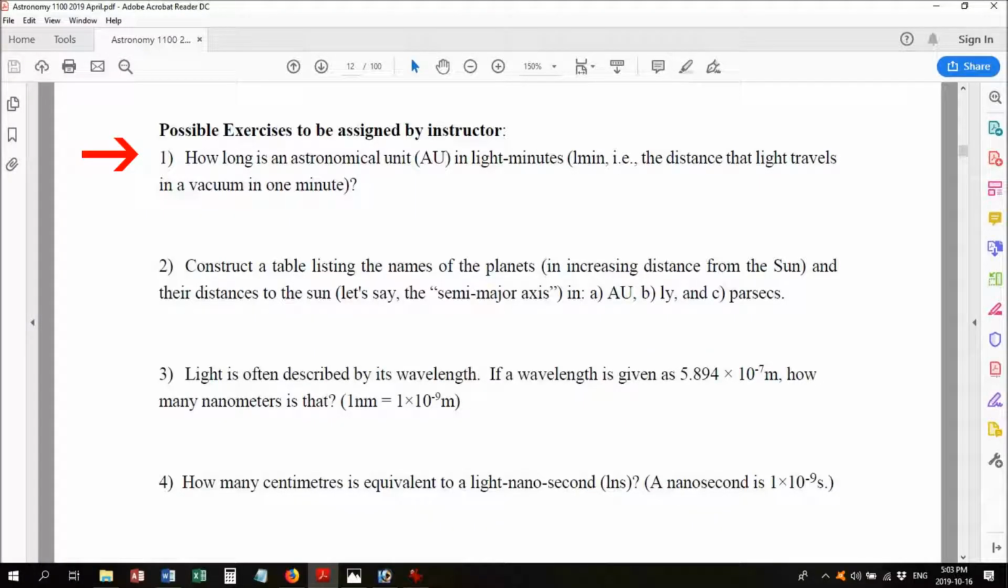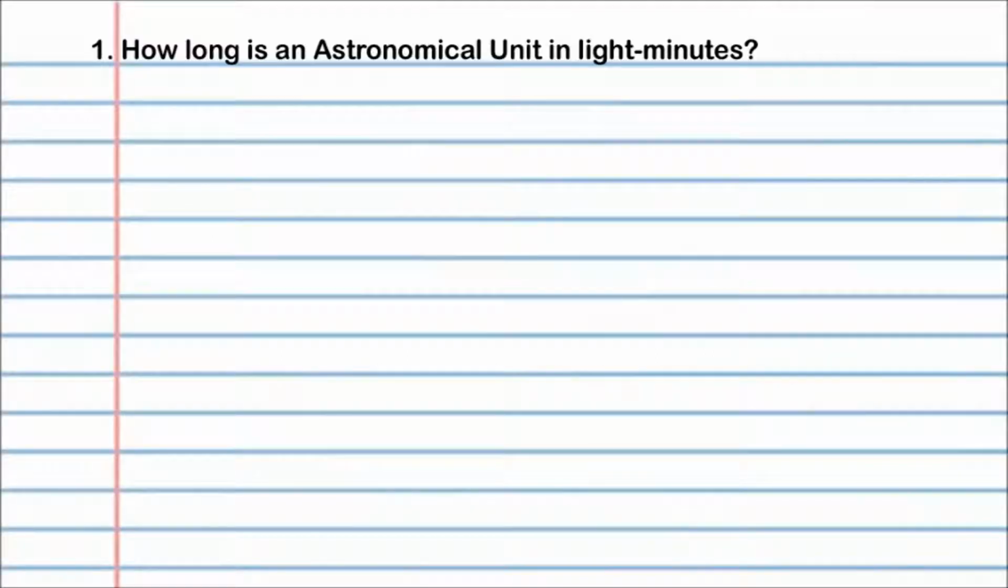The next question I'll have you work on is question 1. How long is an astronomical unit in light minutes, where a light minute is the distance that light travels in 1 minute, and remember, an astronomical unit is the distance from the sun to the Earth. So they're basically asking how long does it take sunlight to reach Earth. To put the question very simply, 1 AU equals how many light minutes? That's what they want you to calculate.